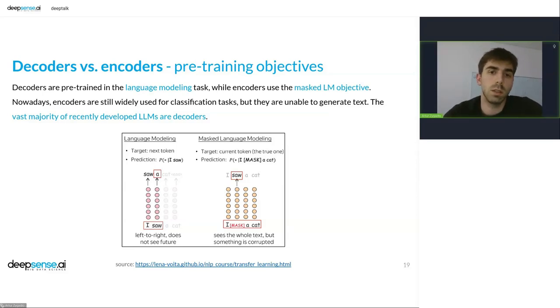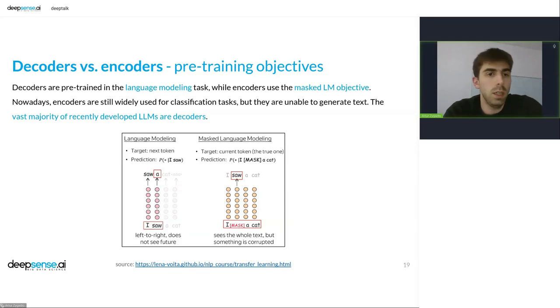Different to that, encoders see the entire text, so they see both the left and right context. And some part of the text is corrupted. For example, in the so-called masked language modeling objective, which is typically used for encoders in the pre-training phase, a subset of tokens is masked, replaced with a special mask token, and the task that the model learns is to guess what was actually the word that was replaced.